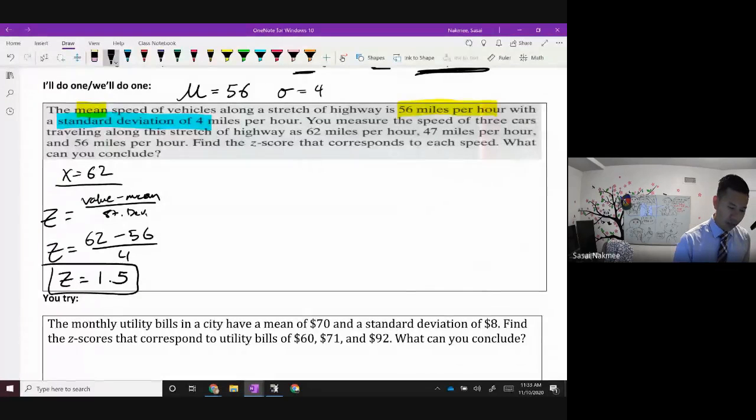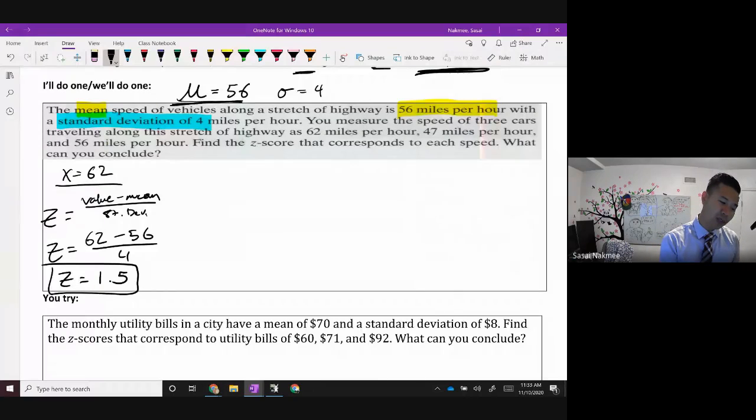Looking at that z-score, this person who's going 62 miles per hour, is he going very fast compared to the average? Kind of fast, or not that fast at all? With a z-score of 1.5, that's kind of fast. It's not very fast. If it was a z-score of 2, then I'd say that's fast. If you have a z-score of 3, then you say that's hella fast. But this guy's going 1.5 standard deviations above the average. Is he going to get a ticket? Probably not. A z-score of 1.5 means that he's probably not going to get a ticket. And if you look at the values, it kind of makes sense.